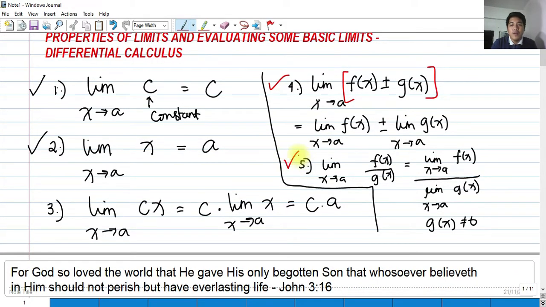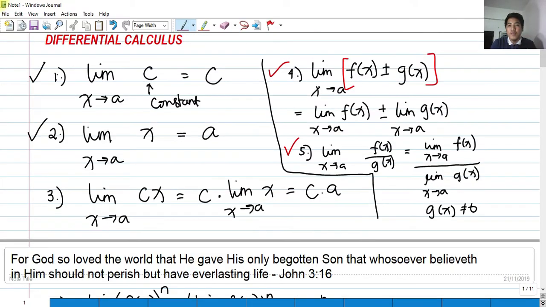For number 5, the limit of f of x over g of x as x approaches a is the same. We can distribute the limit sign on the numerator such that we have the limit of f of x as x approaches a divided by the limit of g of x as x approaches a, given that g of x, or this denominator, should not be equal to 0. Because if the denominator becomes 0, we have an undefined function. Any number divided by 0 is undefined. Of course, 0 over 0 is an indeterminate form.